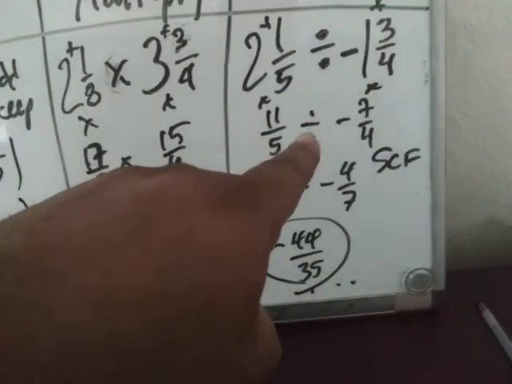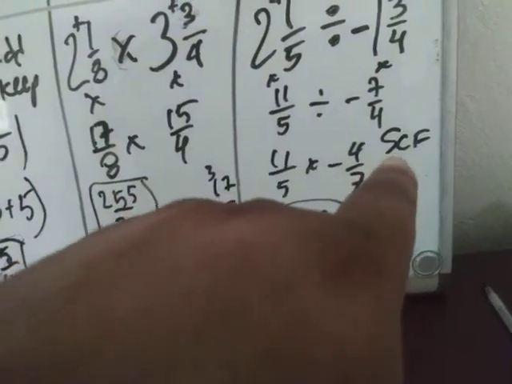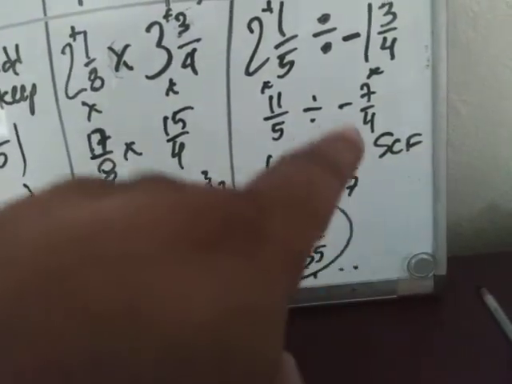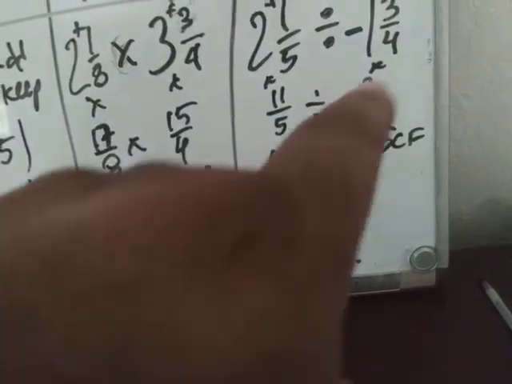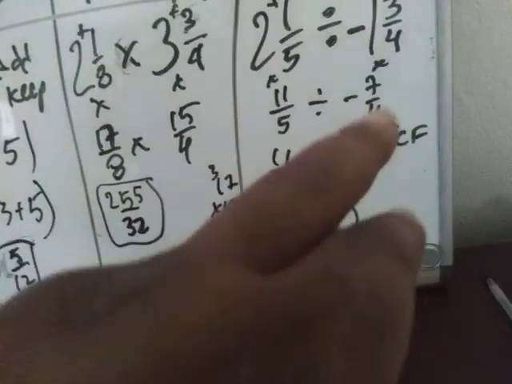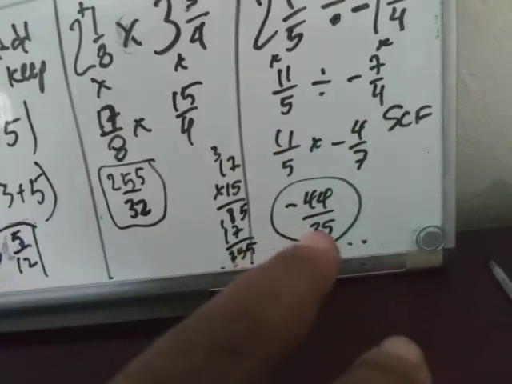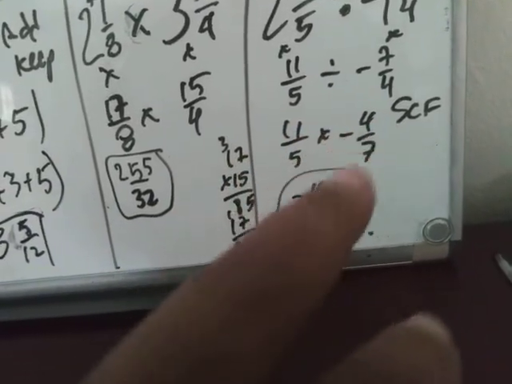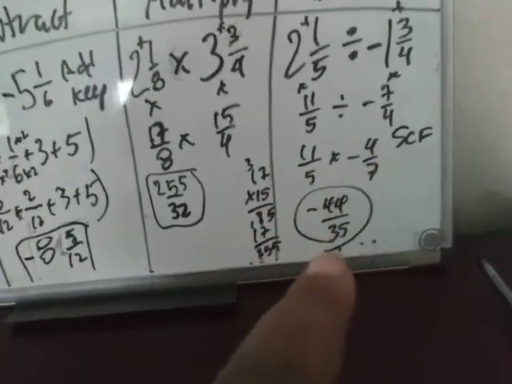When you do division with two fractions, it's same, change, flip, right? CSCF, same, change, flip. So keep this the same, change division to multiplication, and flip this. So instead of 7 over 4, it's 4 over 7. Then you cross cancel if necessary or multiply straight across. In this case, you're going straight across. So it'll be negative 44 over 35, because negative times positive is negative. You have to remember your sign rules as well.